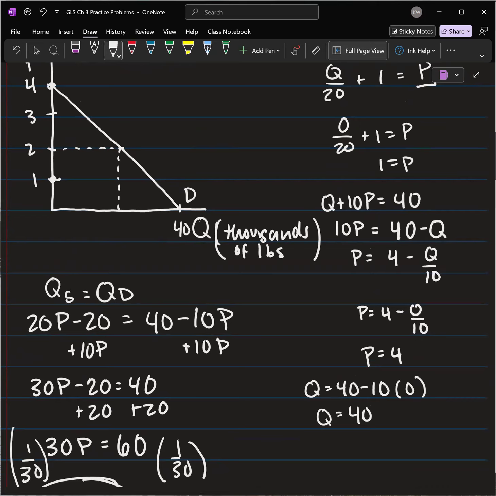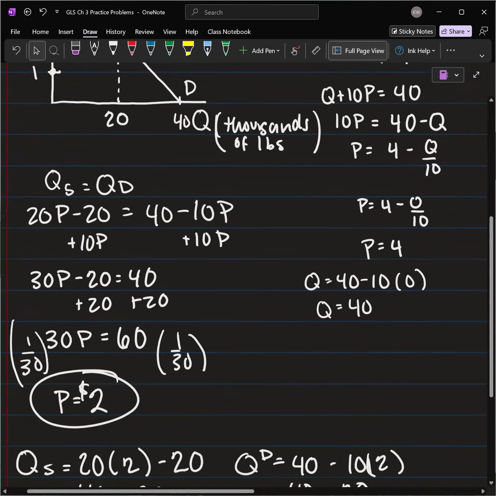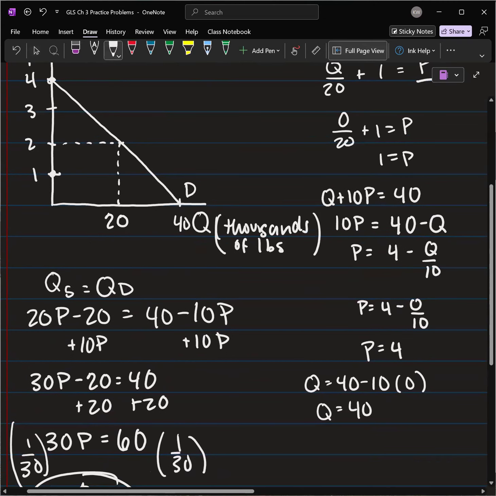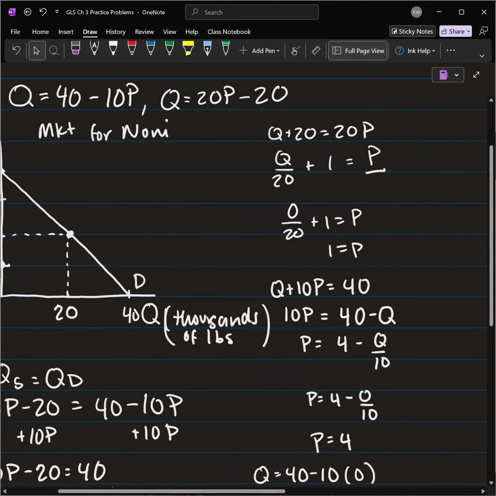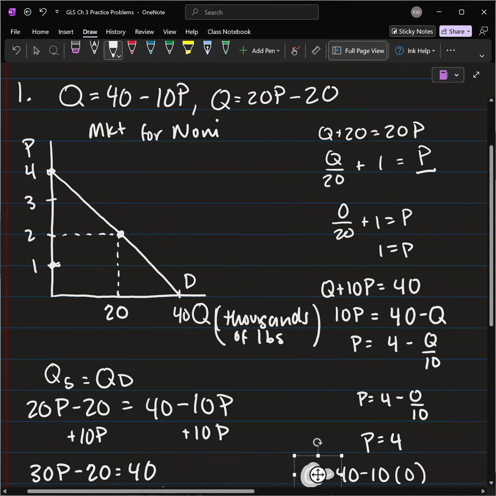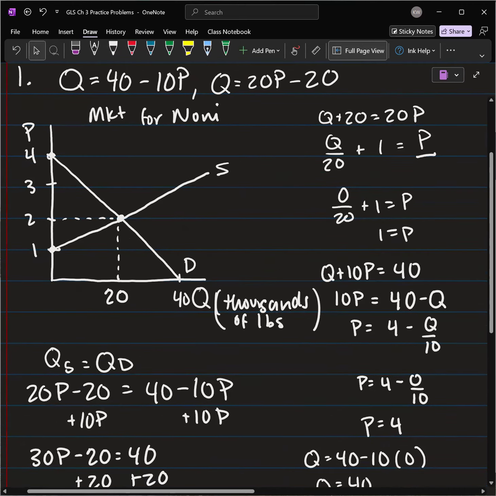So our equilibrium quantity is actually 20,000, but since we're noting that quantity is measured in thousands, we're just going to write 20 for that point on our quantity axis. All right, now with these 2 points, sorry about that, we can draw in our supply curve, right? And we have the basics for our market for Noni graph.